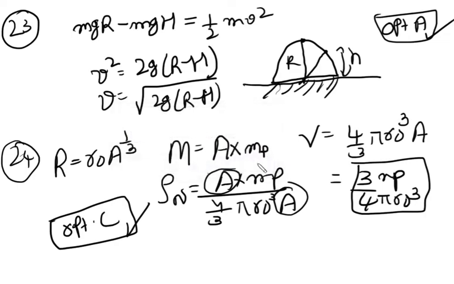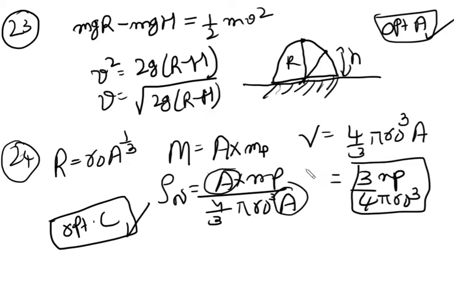Mass number into number of protons. So volume V is 4 by 3 pi r naught cube times A, because we know radius is r naught into A power 1 by 3. So volume is dependent on A, and mass is also dependent on A. So the density does not depend on A.